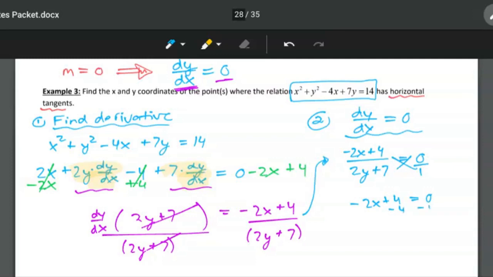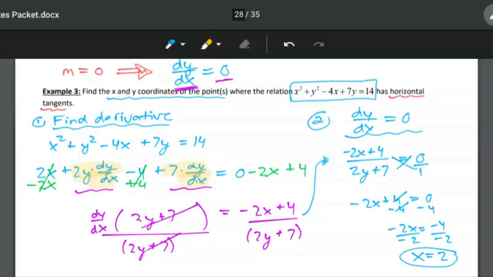So subtract 4 to the other side. You get negative 2x equals negative 4. Divide by negative 2, and you get x equals positive 2. All right, we're supposed to find the x and y coordinates of the points. Well, we found the x's. We have to find the y's now.